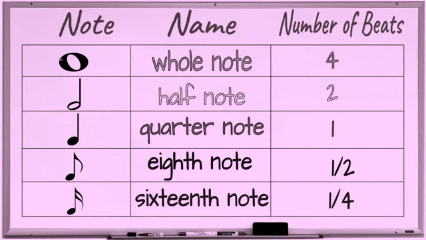Again, this is a whole note. The head has 4 beats. For this one, this is a half note. It has 2 beats. This one is a quarter note. It has 1 beat. For this one, it has a flag already, an 8th note, and it has 1/2 beat. For this one, it already has 2 flags or 2 beams. It's called a 16th note, and it has 1/4 beat. Let's proceed.